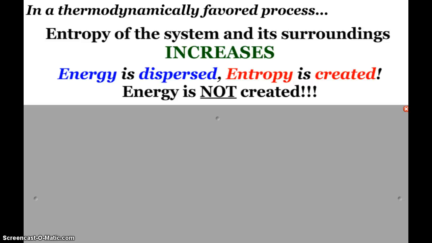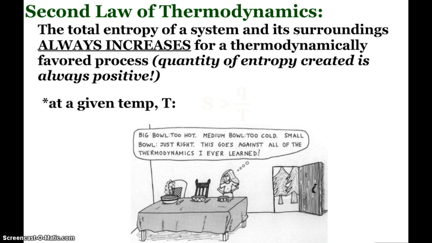So we left off last time saying that in a thermodynamically favored process, spontaneous, the entropy of the system and its surroundings is always going to increase. And that takes us to our second law of thermodynamics. The total entropy of a system and its surroundings always increases for our thermodynamically favored process. So that quantity of entropy is always going to be positive.